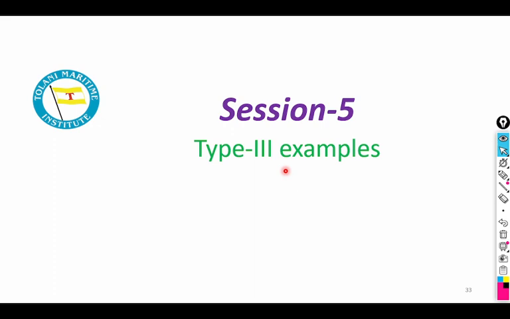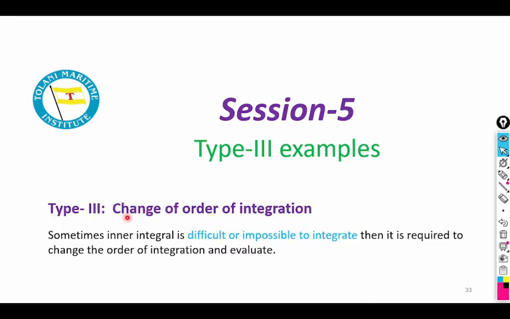Okay, so hello everyone. Welcome to session number 5, type 3. In type 3, mainly we are going to learn about change of order of integration. That is type 3 examples in the double integral.